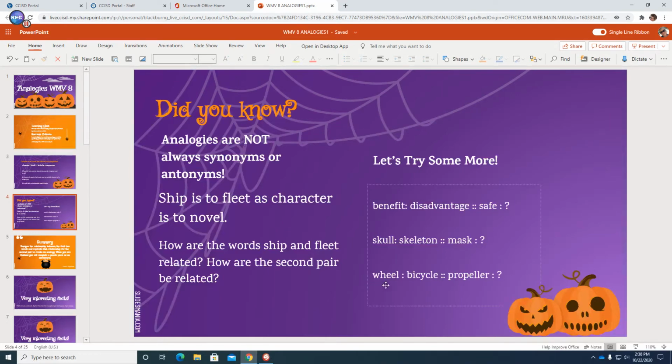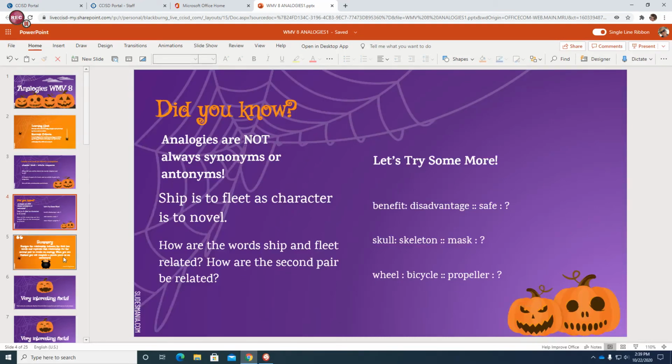Outstanding. Last one. Wheel is to bicycle as propeller is to... Are these two synonyms, antonyms, or part whole? Looks like we have another part whole relationship. A wheel is part of a bicycle. So what would be part of a propeller? Part of a propeller could be a boat, could be an airplane, could be a helicopter.